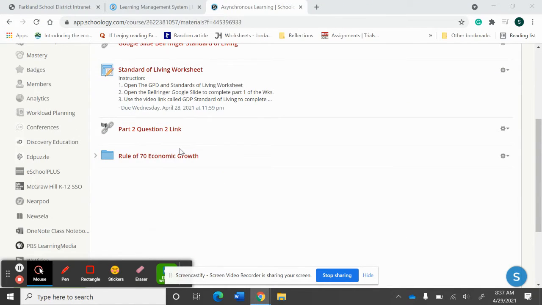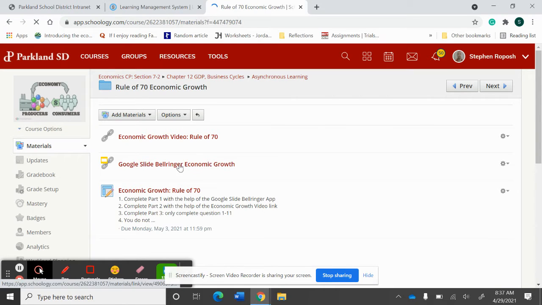Okay, we have one more asynchronous lesson. It's going to be called the Rule of 70, Economic Growth. Where this is important is that the Rule of 70 helps us determine how fast compounding interest can help us. So the Economic Growth Rule of 70 assignment is right here.